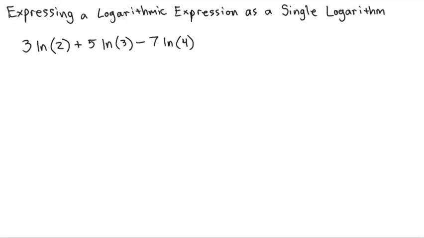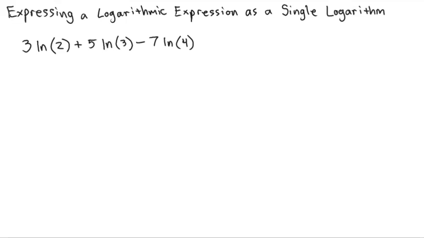So one of the things that we want to use properties of logarithms for is to take a logarithmic expression that's rather large and has multiple logarithms in it, and to express it as a single logarithm, okay? And so here we have one that has three logarithms. Here's a logarithm, here's a logarithm, and here's a logarithm. Now they all have to be the same base, and they are natural log, and natural log.